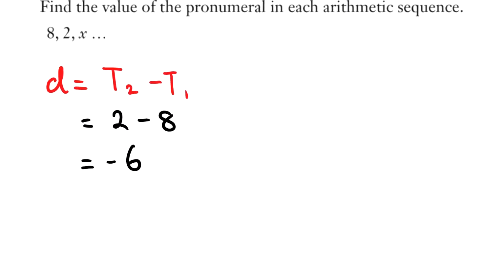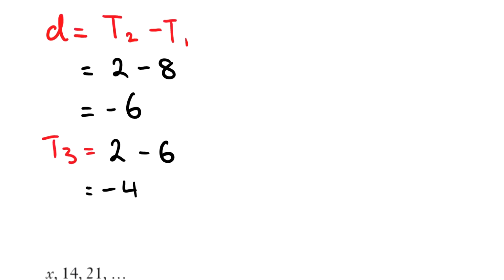Now if I want to find term number 3, I know it's going to be 2 take away 6, which is -4. And then if I wanted to find term number 4, it'd be -4 take away 6.